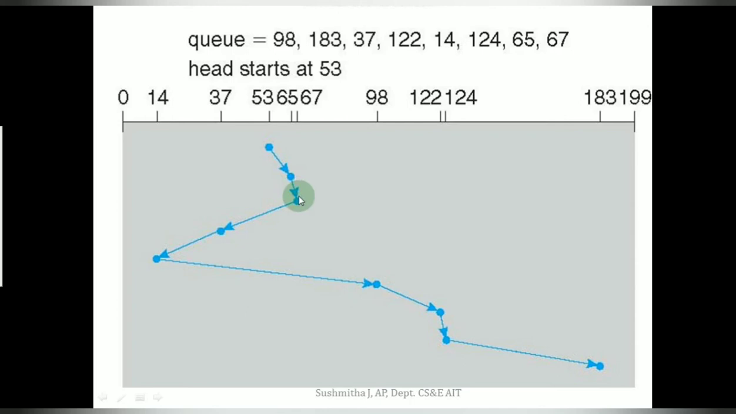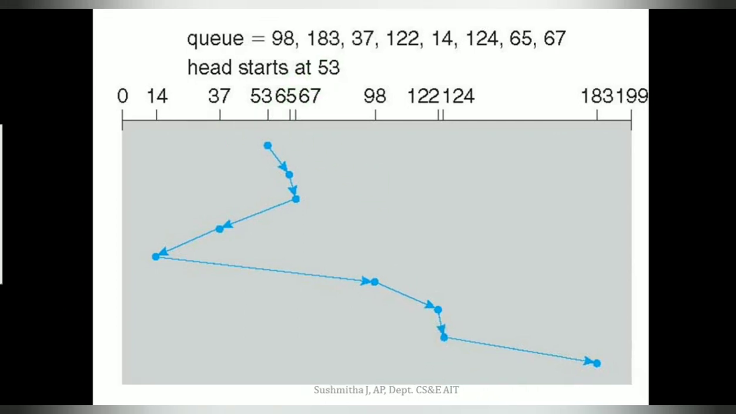After that, something that is close to me is 37, and then it goes to 98, 122, 124, 81, 83 is the request that it is lastly satisfying. So I believe I've made it clear. From the current head position, whichever is closer, it is going to satisfy that request.